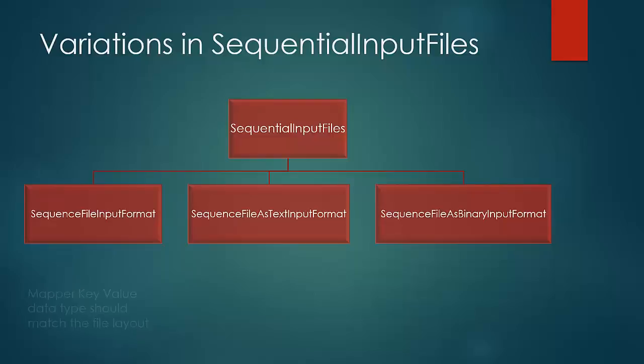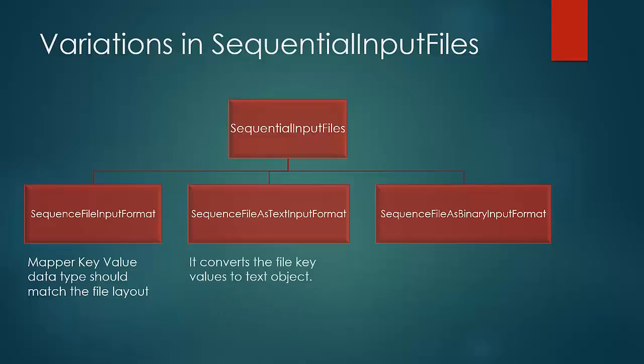First is SequenceFileInputFormat. In this, the mapper and key-value data types should match the file layout. Second is SequenceFileAsTextInputFormat. It converts the keys and values into text objects, and so both keys and values would be treated as text. SequenceFileAsBinaryInputFormat fetches the whole record as an object and retains the binary encoding. Mappers should have a process to handle these.